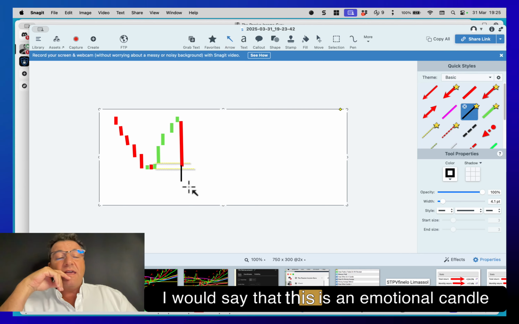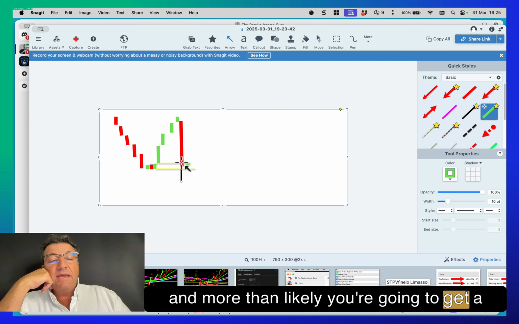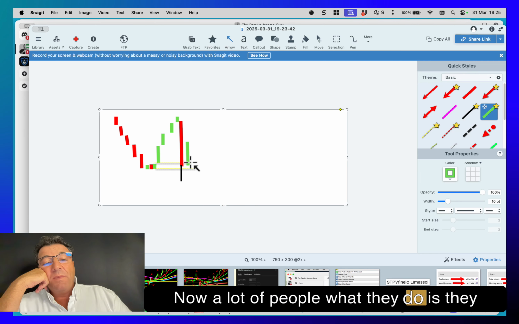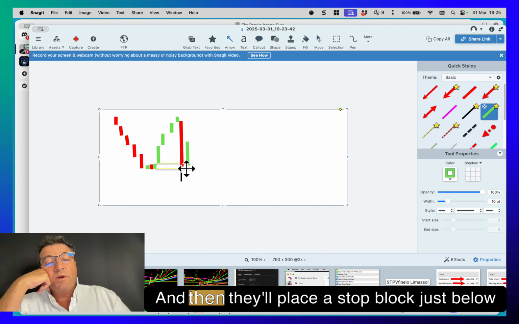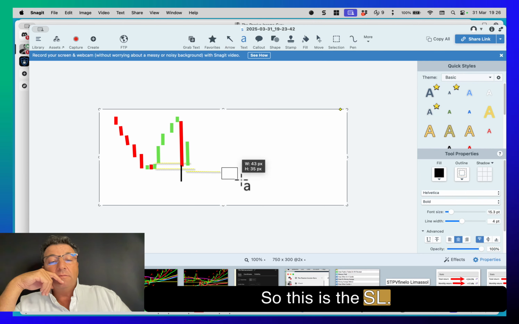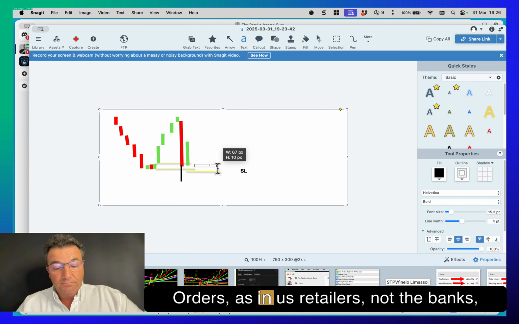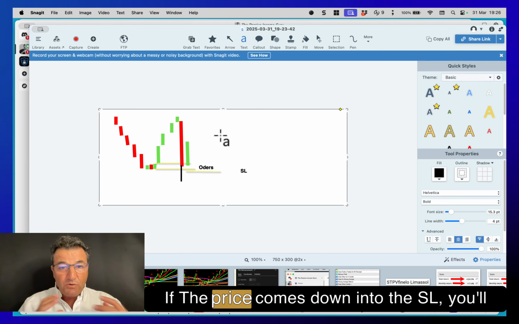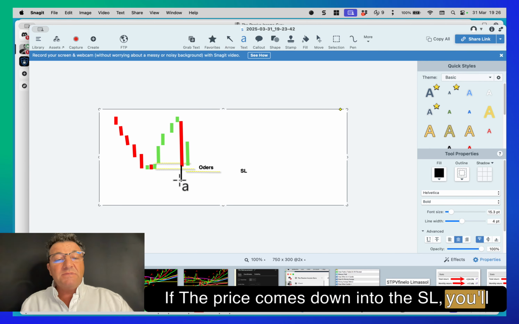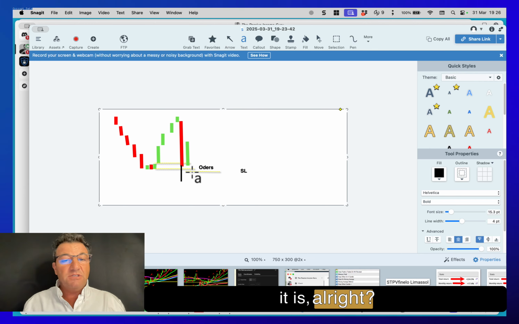I would say that this is an emotional candle, and more than likely you're going to get a green candle. Now, a lot of people place their order inside this order block, and then they'll place a stop loss just below the order block. So this is the SL. They'll put orders in this area here, orders, as in us retailers, not the banks, okay? Because we want to trade with the banks. If the price comes down into the SL, you'll get stopped out. It is what it is.